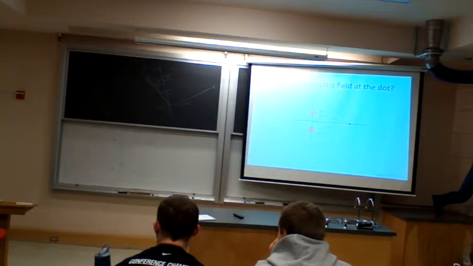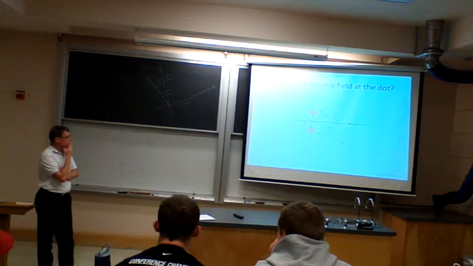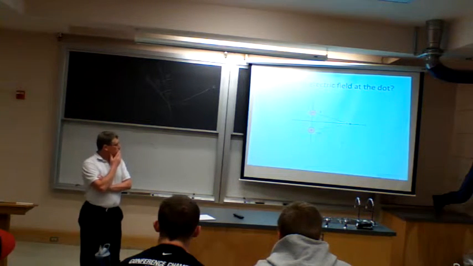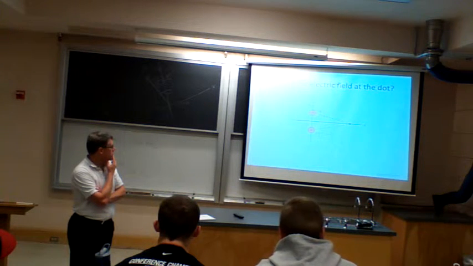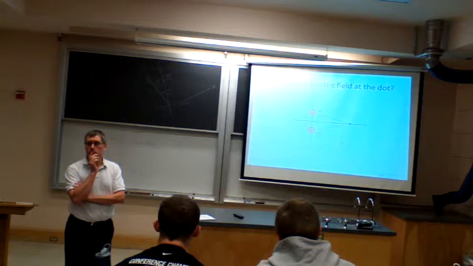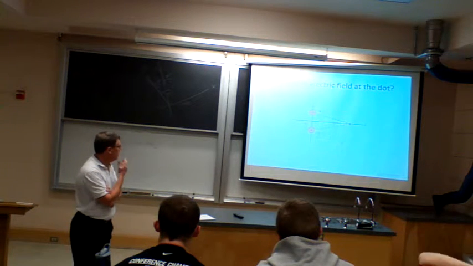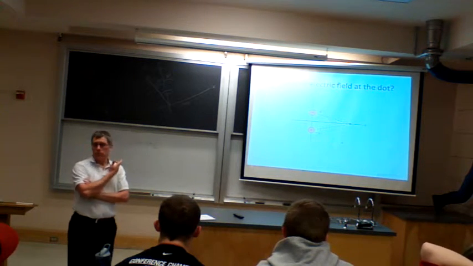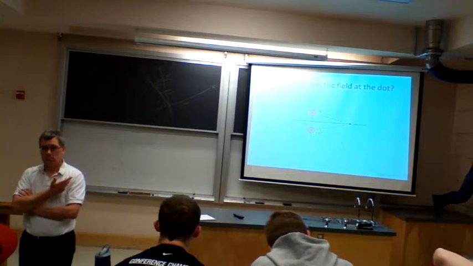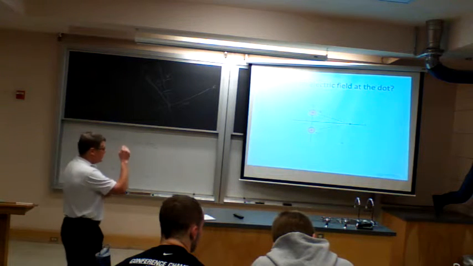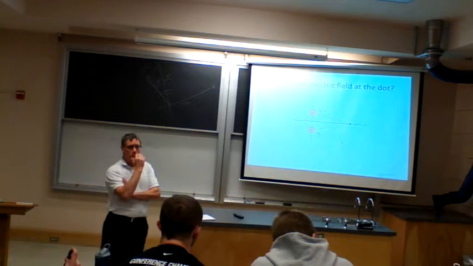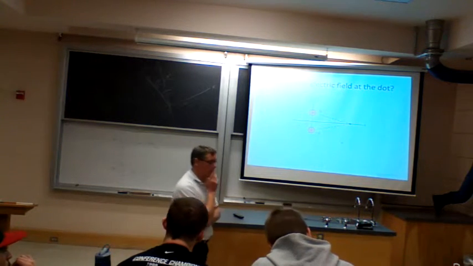If I asked you to calculate this, we could calculate R hat, we could go through the whole bit. That's good. But there's something we should notice. What do we know about the distances from those two source charges to the point of interest? Same. What do we notice about the magnitude of the two source charges? Same. So if we sketch this real quickly, tell me what you can say about the answer.